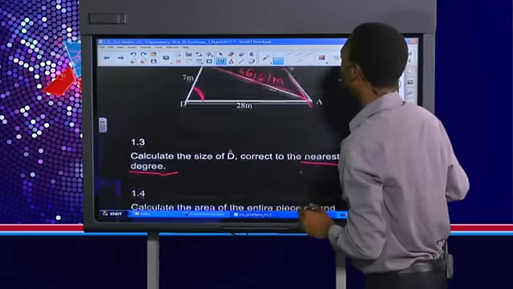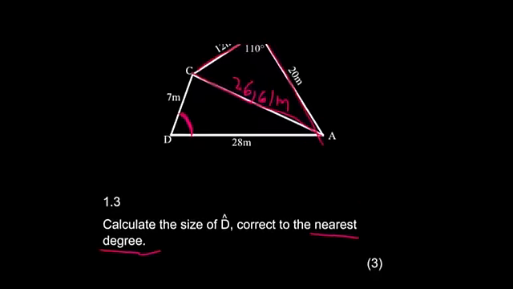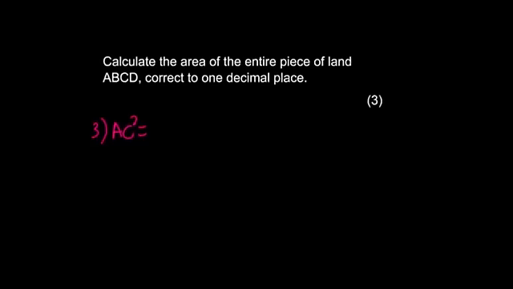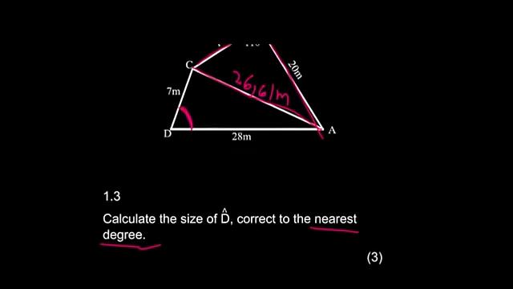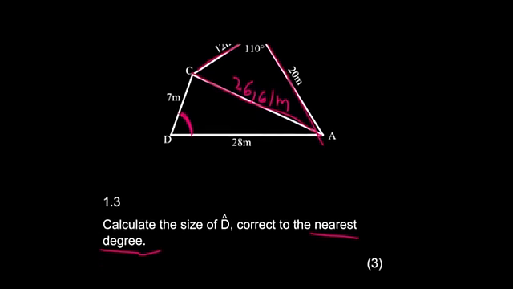It means that AC squared is equal to the sum of the squares of the other two sides. So AC squared will be equal to BC squared plus AB squared. Wait, are we looking at the right triangle there? No, we're not. I beg your pardon. We're looking at this lower triangle, because this is the angle we need to worry ourselves with.